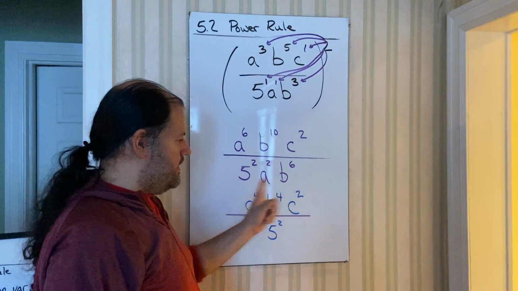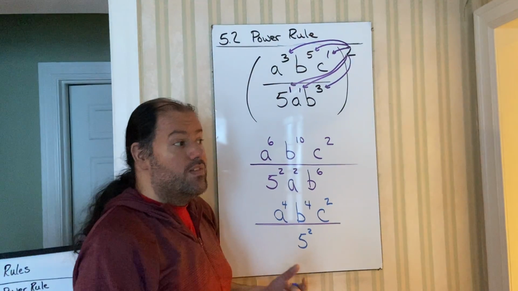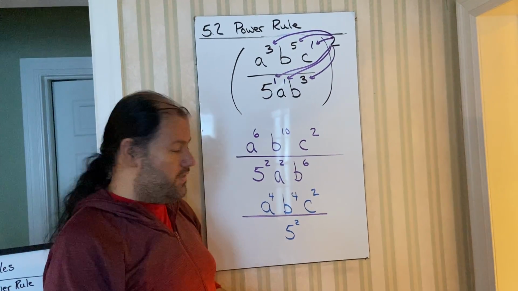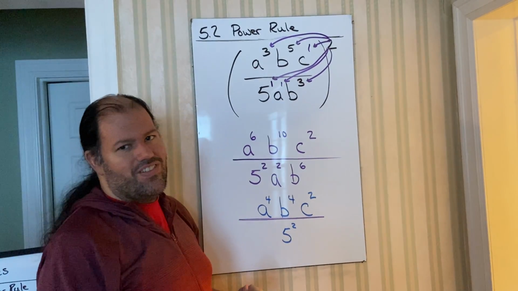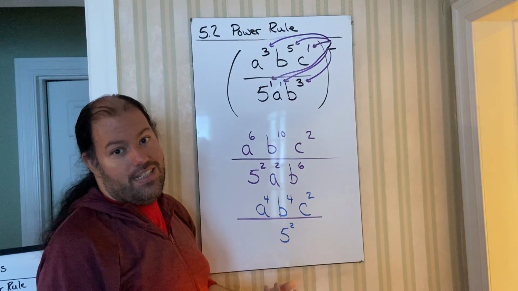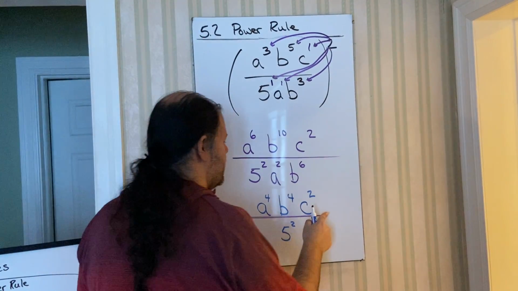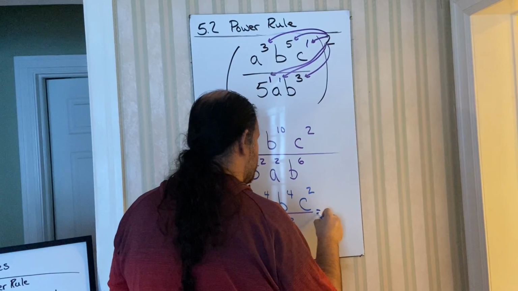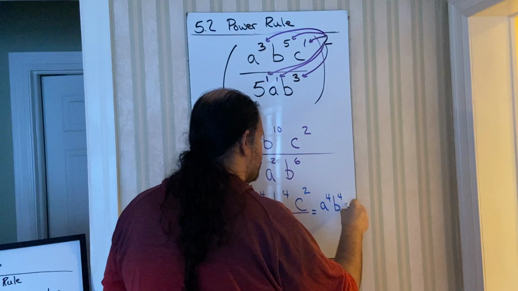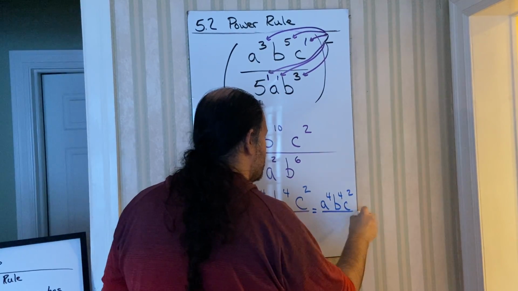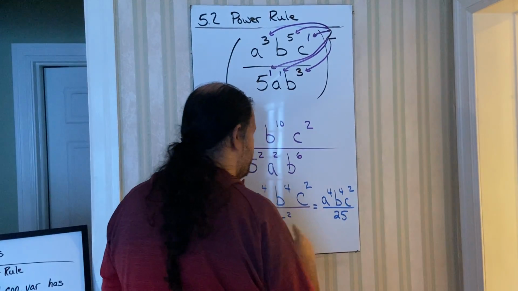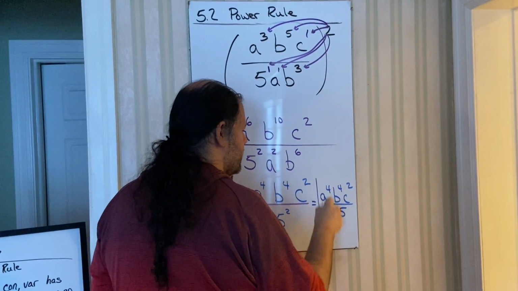Now that you have this, our fourth step, do you have any constants or coefficients? If so, try to simplify and reduce. 5 squared, you know what that is. That's something small enough that you can simplify. So our final answer is going to be A to the 4th, B to the 4th, C squared, over 25, because 5 squared is 25.